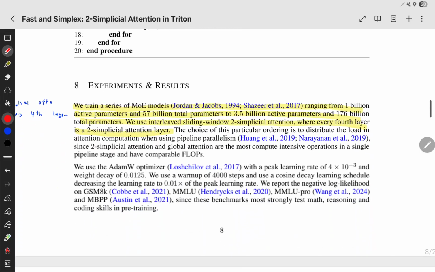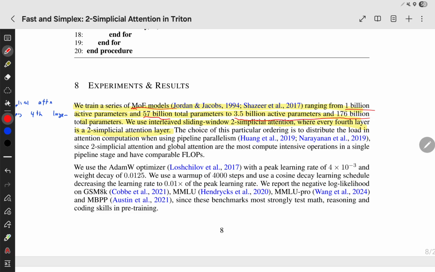So now the results. They've made this thing efficient by defining sliding window attention, and they made a kernel for that. So how does this do? They use a MoE model. They trained models from 1 billion parameters to 57 billion total parameters, with 3.5 billion active parameters. They train various models.